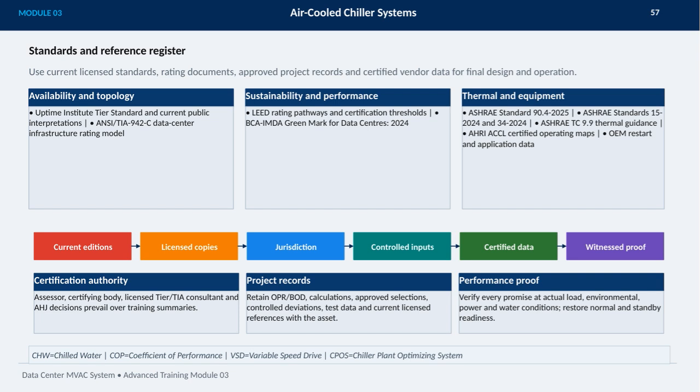For sustainability and performance, certifications such as LEED and the BCA-IMDA Green Mark provide clear pathways and thresholds. Thermal and equipment standards include the latest ASHRAE standards, AHRI certifications, and OEM data to guide proper system functionality. Remember, certified data, witnessed proof, and decisions from certifying authorities and licensed consultants take precedence over training summaries. Keeping thorough project records, including operational requirements, calculations, and test results, is essential for long-term asset management. Finally, always verify system performance under real-world conditions, ensuring readiness and reliability.